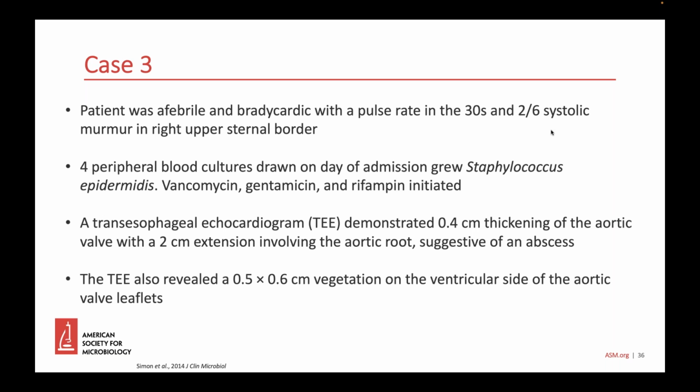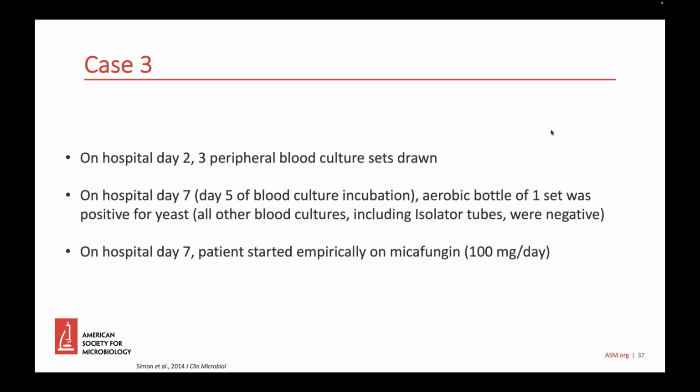A transesophageal echocardiogram demonstrated a thickening of the aortic valve and also suggestion of an abscess. It also revealed a vegetation on the ventricular side of the aortic valve leaflets. On hospital day 2, 3 peripheral blood culture sets were drawn. On day 7, so the 5th day of blood culture incubation, so this was the last day that the blood cultures would be held because they were routine blood cultures, one of the aerobic bottles of one set was positive for yeast. All other blood cultures, including the isolator tubes, which are specifically designed for fungal blood cultures, were negative. On hospital day 7, the patient was started empirically on micafungin.